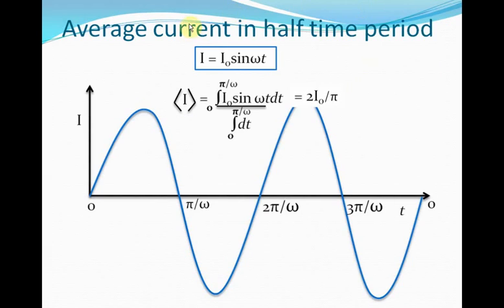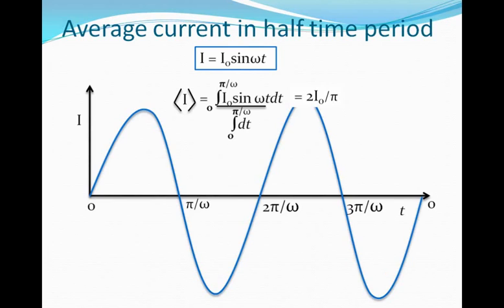What this means is that the current from 0 to pi by omega has an average value 2 I naught by pi. Similarly, the current from pi by omega to 2 pi by omega has an average magnitude 2 I naught by pi, and so on. Now this measure, calculating the average current in half a time period, is definitely a much better way to go about calculating the average value of current. That's because what will we do with a current value of 0? That is of no practical significance.